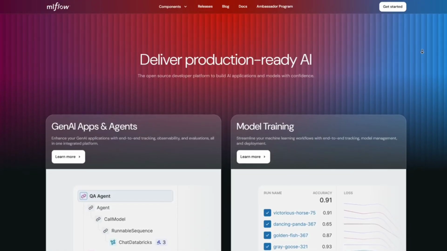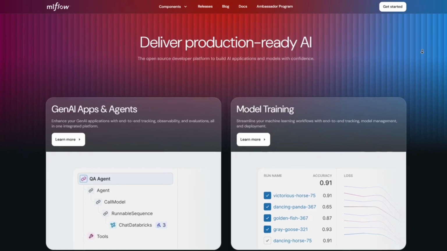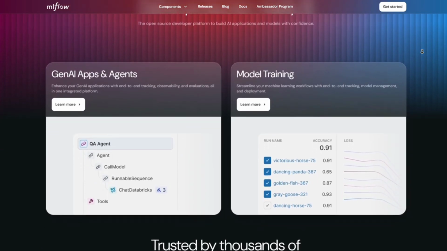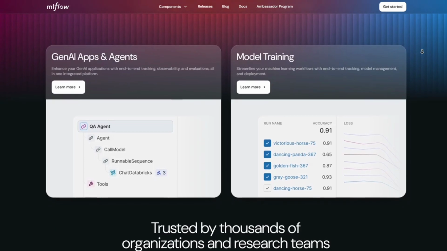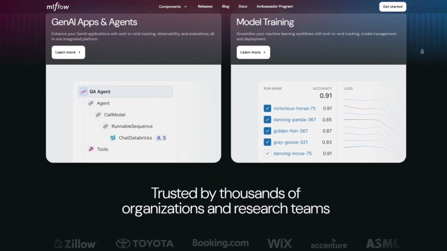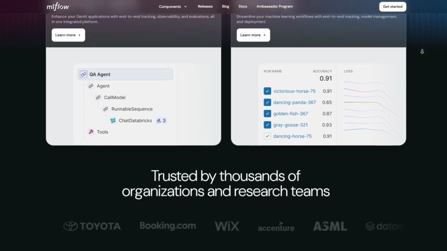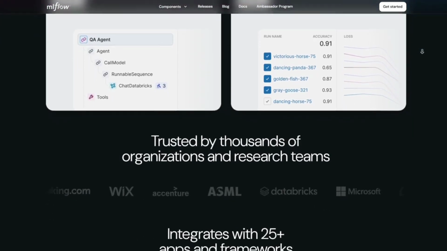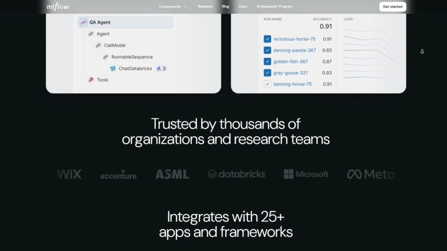MLflow is a lightweight open source platform for experiment tracking, reproducibility, and model lifecycle management. It logs metrics, parameters, and artifacts, works well with most ML frameworks, and supports deployment to various serving environments. It's straightforward to use and doesn't require deep infrastructure skills, making it ideal for data scientists.